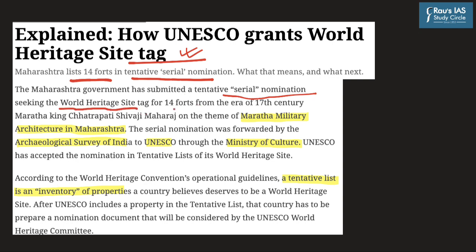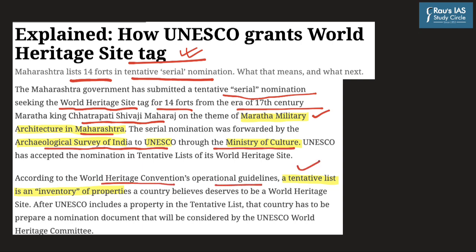Now the status have been asked for 14 forts from 17th century AD of Maratha king Chhatrapati Shivaji Maharaj, and it has been asked on the theme of Maratha military architecture in Maharashtra. So this nomination has been forwarded by the Archaeological Survey of India to UNESCO, and this has been done through the Ministry of Culture. This news further says that according to World Heritage Convention's operational guidelines, a tentative list is an inventory of properties a country believes deserves to be a World Heritage Sites.